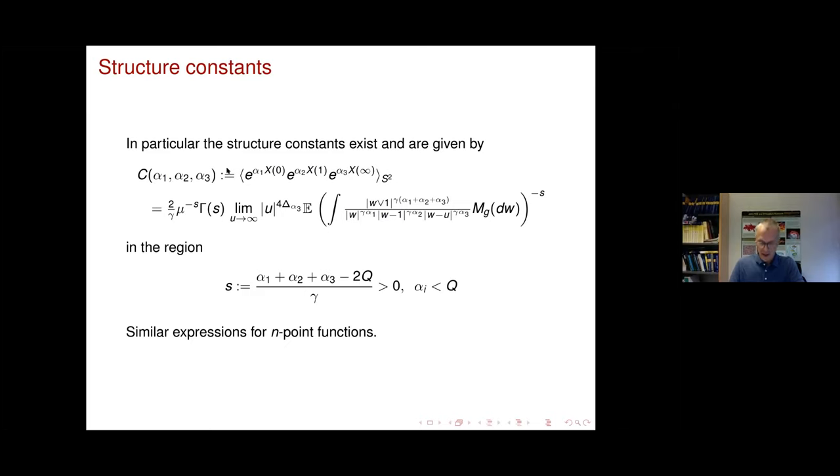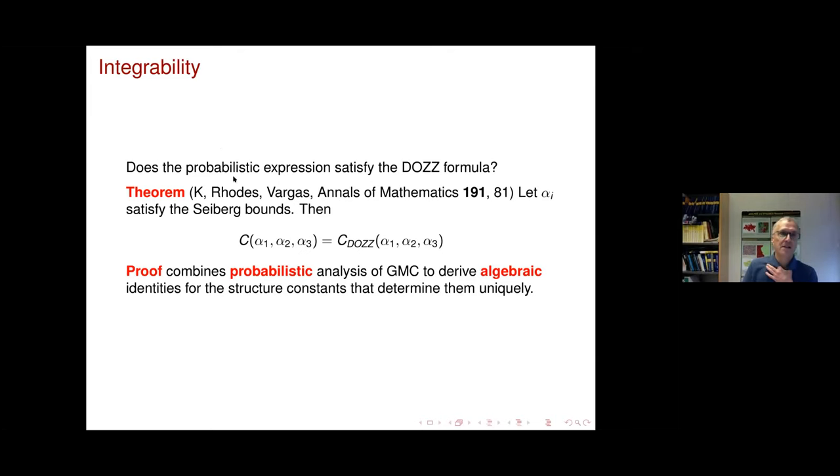I told you that all these correlation functions make sense if the alphas are suitable. Just to show you that there is a probabilistic expression: you can integrate out the zero mode and get a very concrete expression in terms of multiplicative chaos, namely some inverse moment of it. You integrate with this exponential of the free field some function which has singularities at the origin, at one, and at infinity. There's an explicit factor in front of it. This is something you can put into a computer and try to check whether the DOZZ formula holds. But actually, you can prove that it does without a computer.